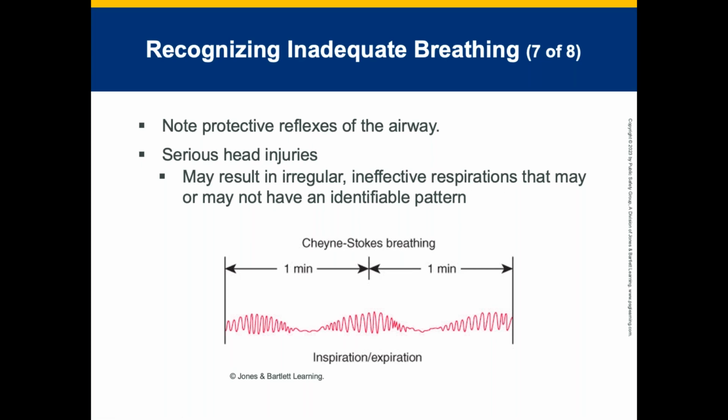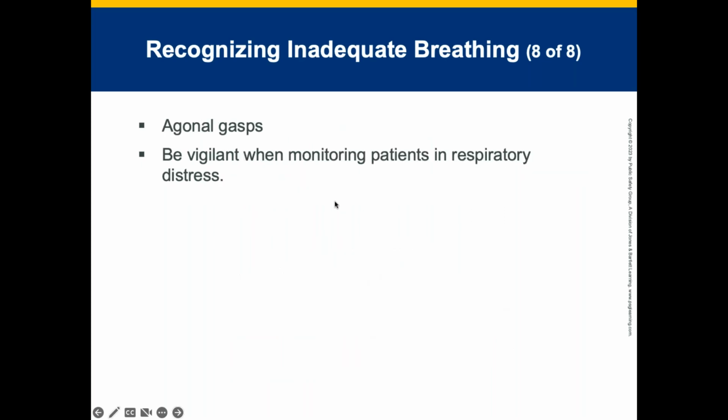hiccuping. Right. Another one to look for too is serious head injuries may also cause irregular, ineffective respirations that may or may not have an identifiable pattern, like ataxic respirations, or as you can see in the slide, Cheyne-Stokes breathing. As you can see, rapid breathing to none, to rapid breathing to none, inspiration, expiration. Pay attention to this, right? Indications of head trauma. Agonal gasps, and be vigilant when monitoring patients in respiratory distress.